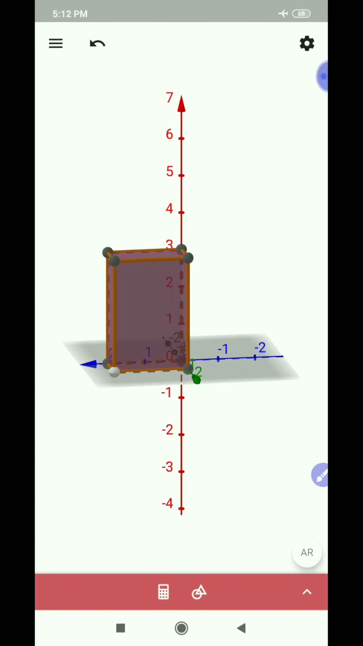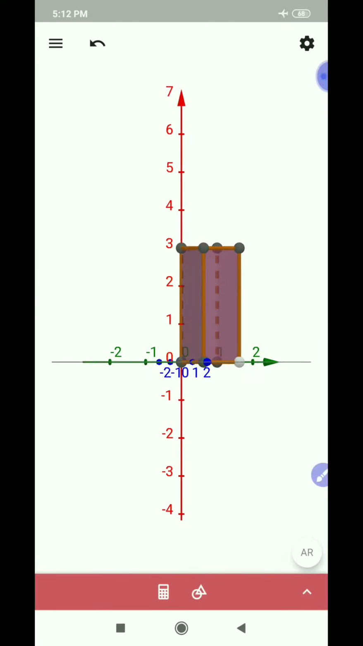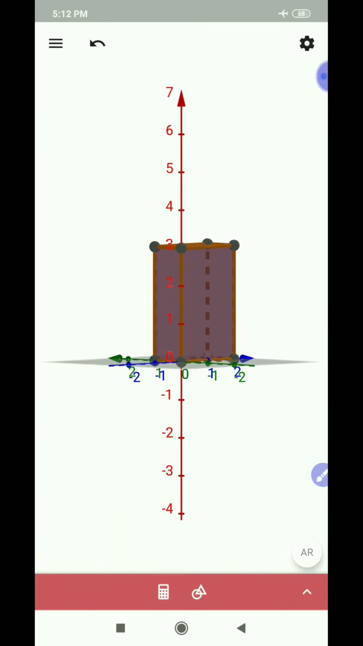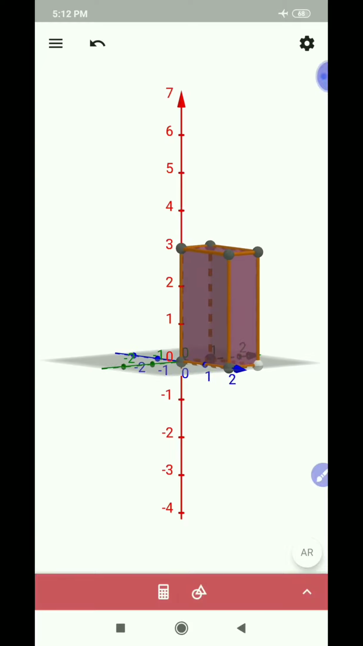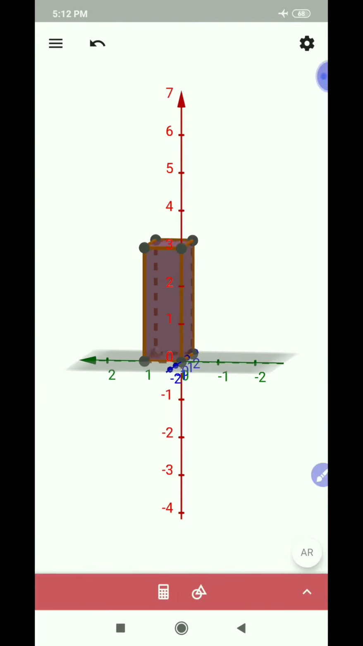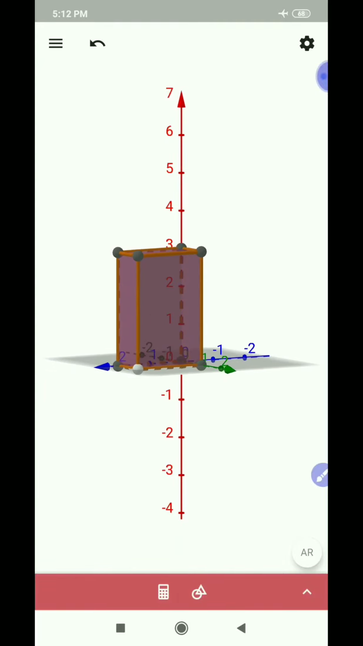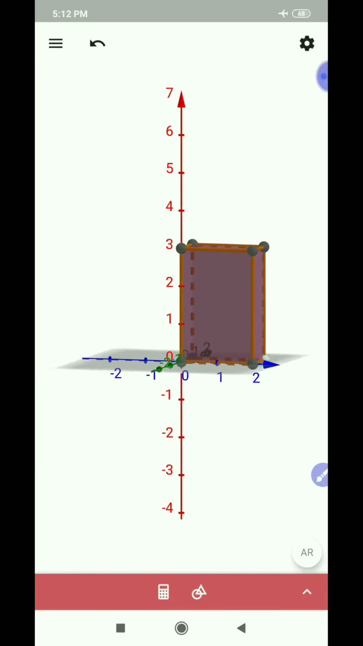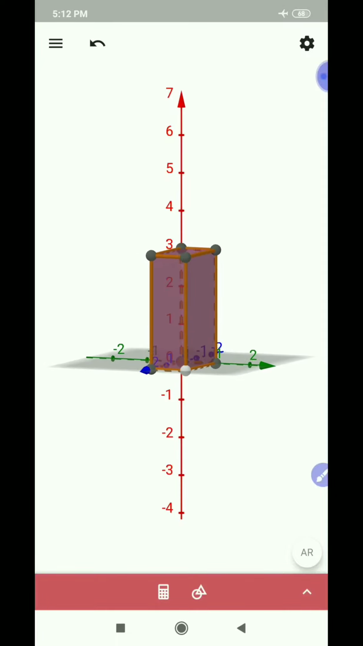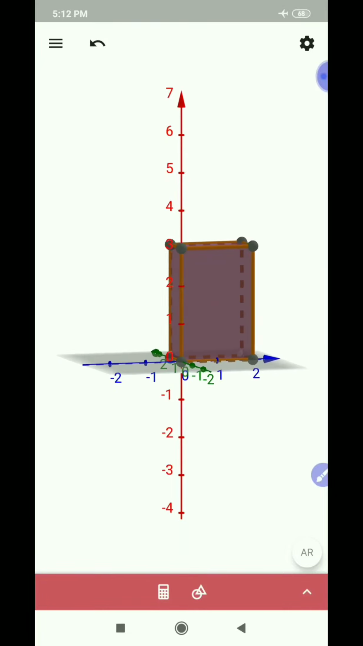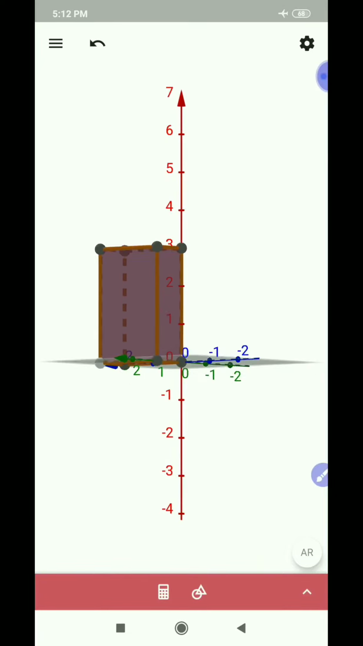Now, observe the standing faces. What is its shape? Yes, it is also a rectangle. How many standing faces are there? Yes, you are right, 4. These 4 standing faces are called lateral surfaces. Lateral surfaces.